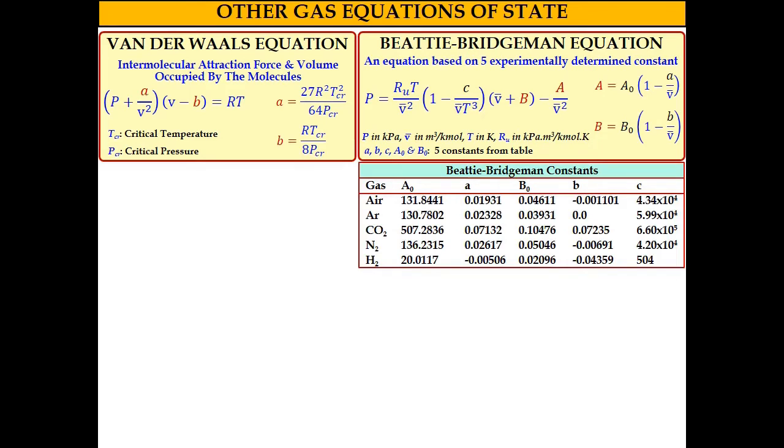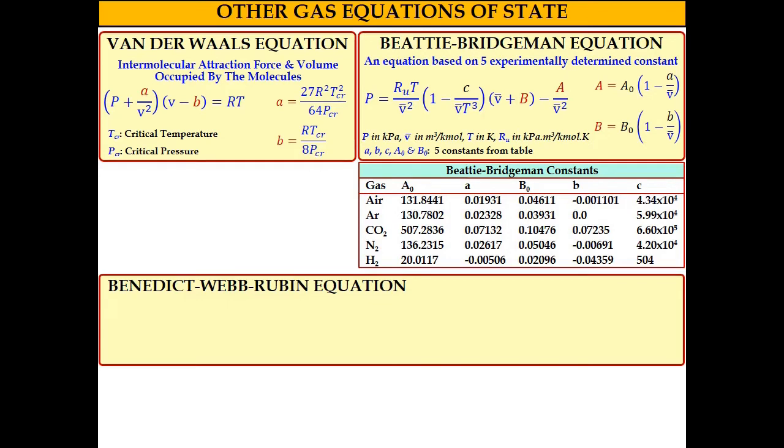So this is an example of the Beattie-Bridgeman constant table. This is just an example because there are other gases for this table, but here I just put 5 different gases. In the table we have the values for A naught, a, B naught, b, and also c for different gases such as air, argon, carbon dioxide, nitrogen, and also hydrogen. So you need to use all these constants in order to apply the equation of state introduced by Beattie-Bridgeman.